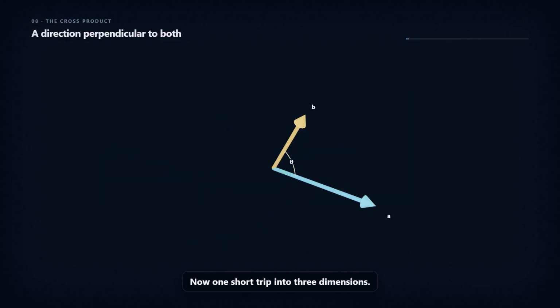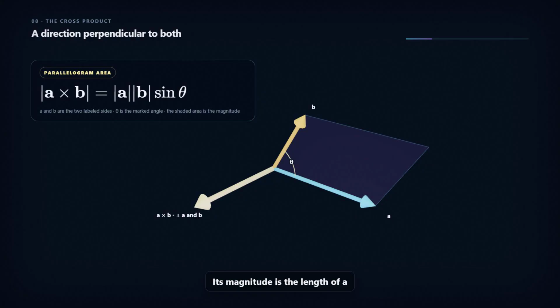Now one short trip into 3 dimensions. For vectors A and B in ordinary 3-dimensional space, A cross B points perpendicular to both. Its magnitude is the length of A times the length of B times sine theta. That is the area of the parallelogram they span. Parallel vectors make 0 area. Perpendicular vectors make the largest area for their lengths.